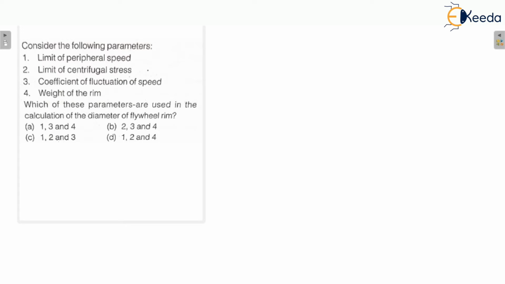If you carefully see the diameter of the flywheel rim, you can get the diameter of the flywheel rim using the formula of mass moment of inertia. We all know the mass moment of inertia is I equal to mk square, where k is nothing but the radius of gyration. For the rim type flywheel, it is equal to r, or you can say half of the diameter. Okay, so this is about the moment of inertia.